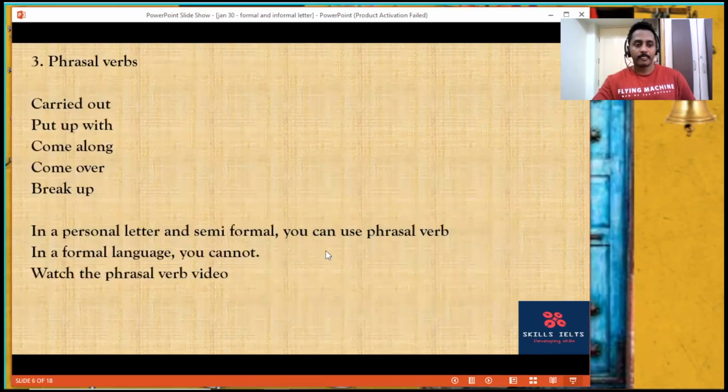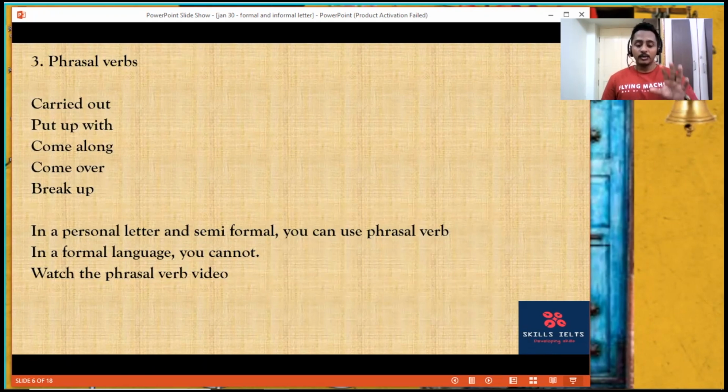Fine. Phrasal verbs. There's a video inside writing grammar with a folder named Watch It Later. There I have uploaded this phrasal verb video. If you want, you can watch it later. Phrasal verbs you can use in informal. I couldn't get along with them. I couldn't get along. I couldn't adjust with them. So I broke up.